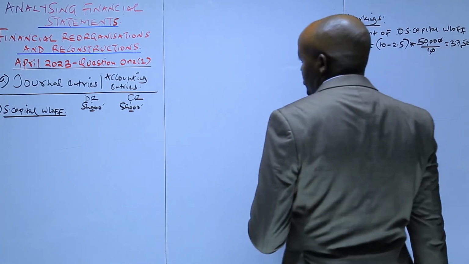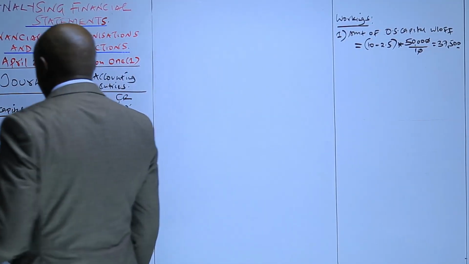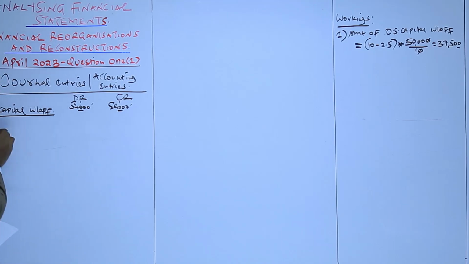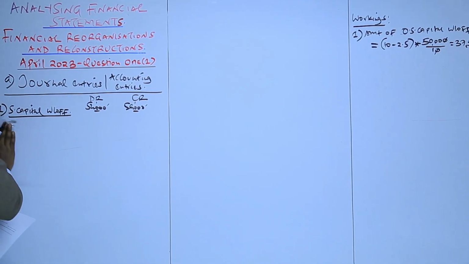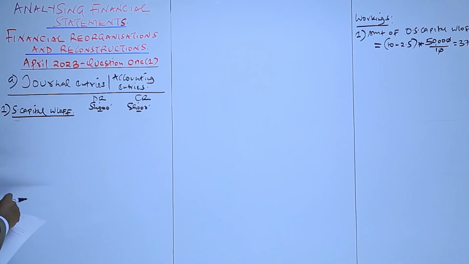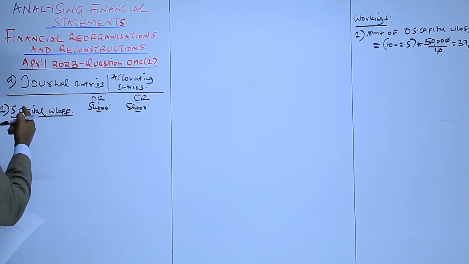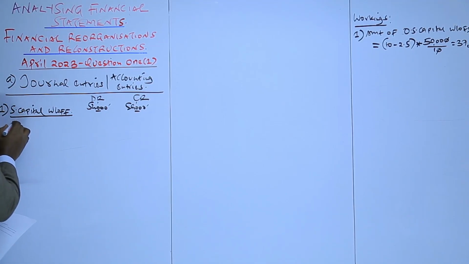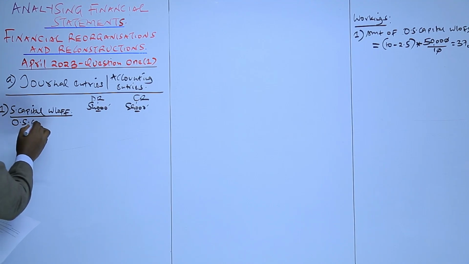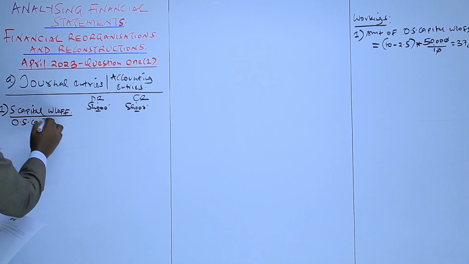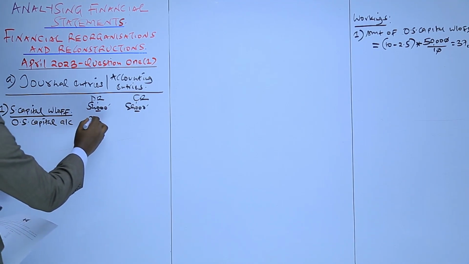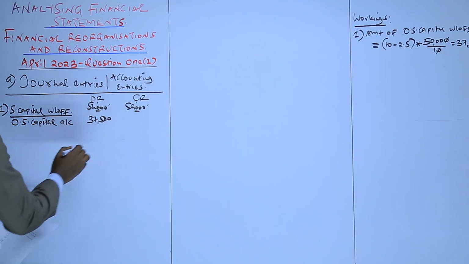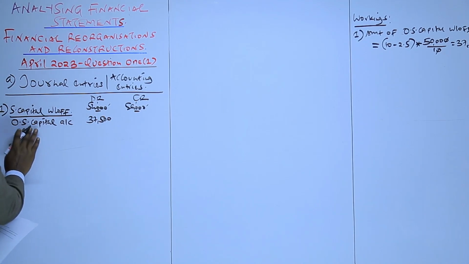So how do we account for this particular share capital which is written off? Recall what we said in our previous session. So this particular amount of share capital which is written off, we said we debit it in the ordinary share capital, we credit it in the account called the capital reduction account. So we are going to debit the ordinary share capital account with an amount of 37,500, and then we credit the capital reduction account.